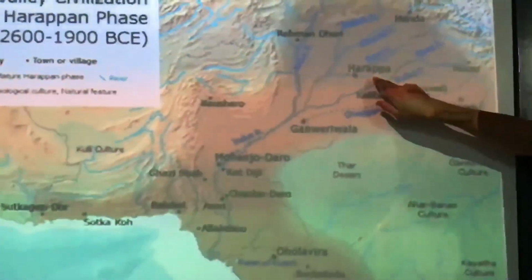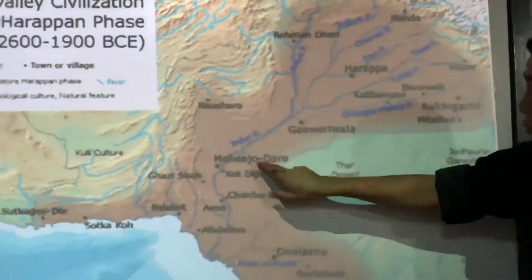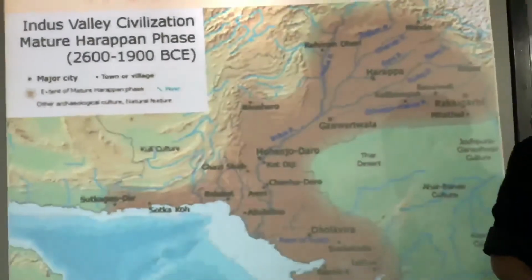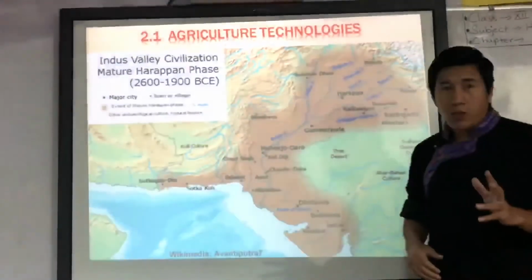Then Harappa, the first site to be discovered. Then we have Mohenjo-daro, right? These are the different major Harappan sites that you need to know. Understood? Okay.